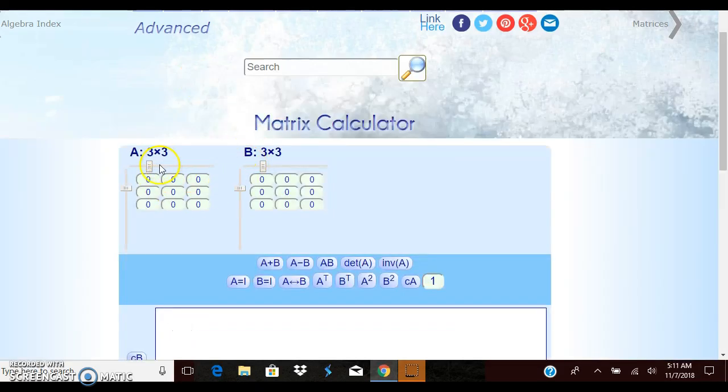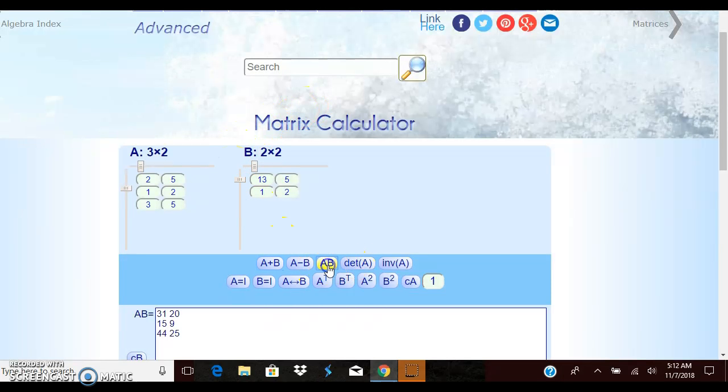You could come in here. I am going to change this to a 3 by 2 matrix, and I'm going to change this to a 2 by 2 matrix. So this would be a good example if I wanted to say, can I add these? If I try to add them, it tells me they must be the same size. So that would be an example of why we could not add them.